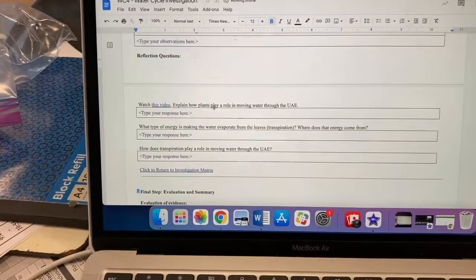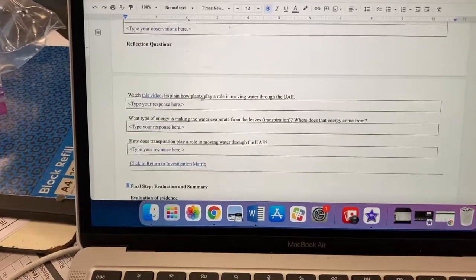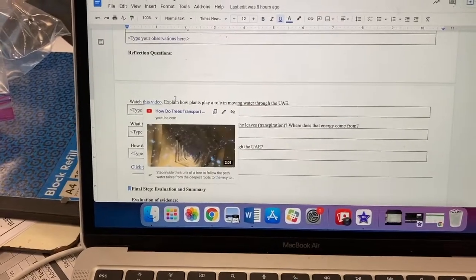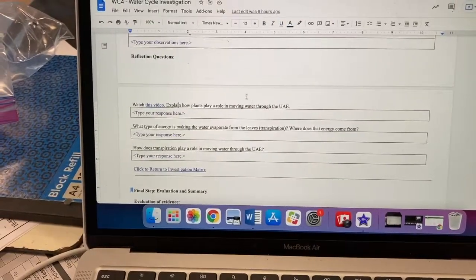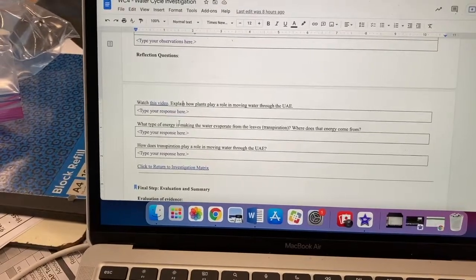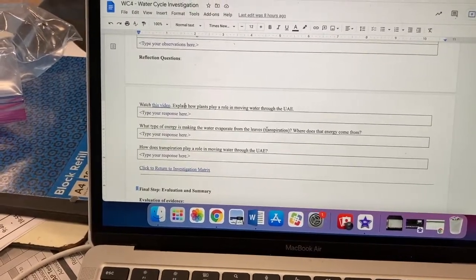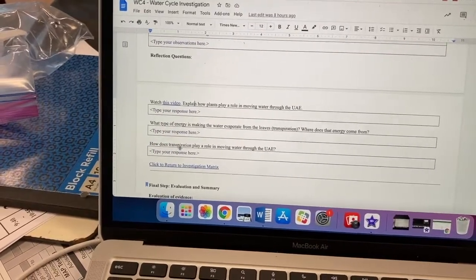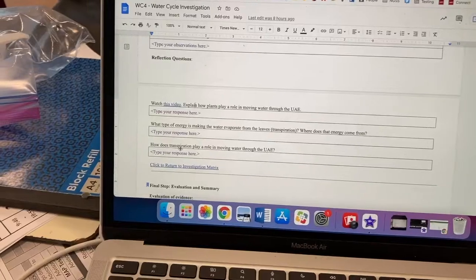All right, so you have 3 reflection questions to answer. There's a video. Use that video to talk about how plants move water through the UAE. Think about what type of energy is making the water evaporate from the leaves. Where does that energy come from? And then how does transpiration play a role in moving water through the UAE?